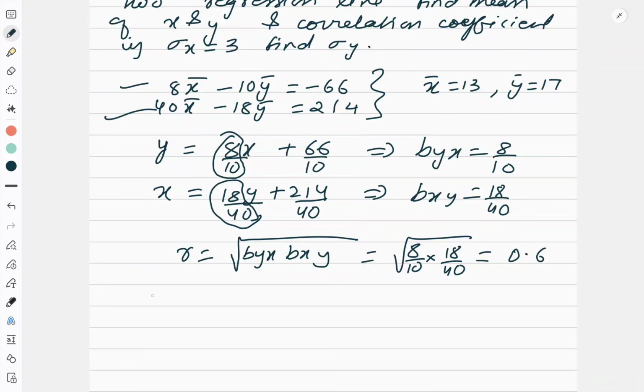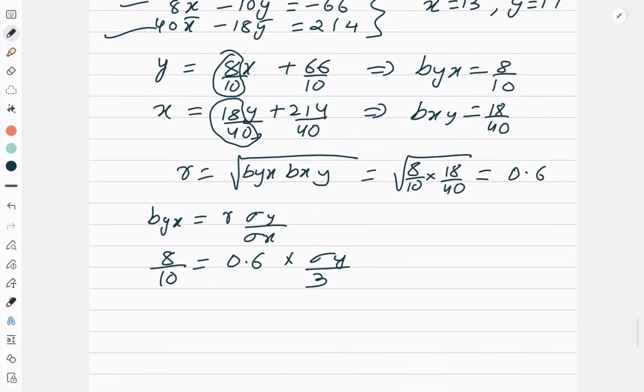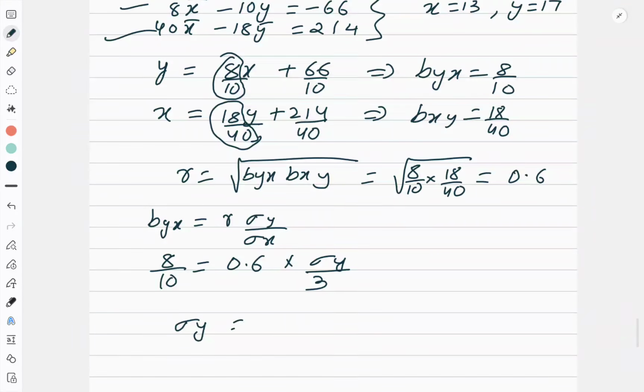Now the next thing, byx is equal to r sigma y upon sigma x. Byx is equal to 8 by 10, r is 0.6, and sigma y is not known to me and sigma x is equal to 3. So I can write here sigma y is equal to 8 into 3 upon 6 into 10.